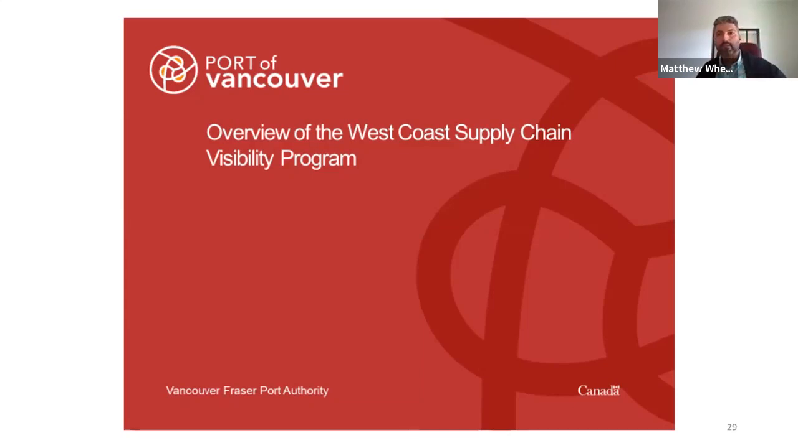So based on the success of the pilot, the Vancouver Fraser Port Authority and the Prince Rupert Port Authority applied for and received federal funding commitments from the National Trade Corridor Fund to develop the West Coast Supply Chain Visibility Program. So in 2019, the ports received this funding to take this pilot phase that was developed by the Port of Vancouver and move it into a more full-fledged program.